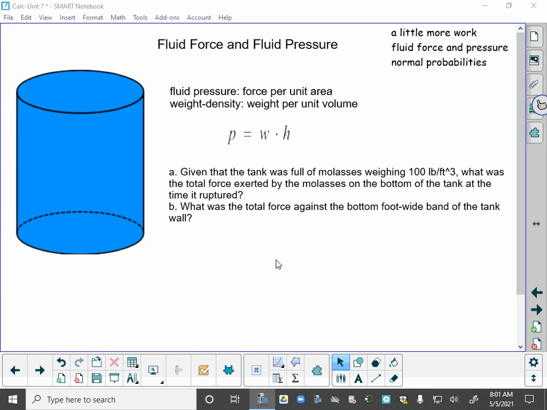Another example is fluid pressure. Okay, so fluid pressure is defined as the weight density times the height. So this has to do with like when you're building a dam on a river or something like that. The pressure that is against the wall of the dam depends purely on the stuff that it's damming up, which for us is typically water, times how deep that water happens to be.